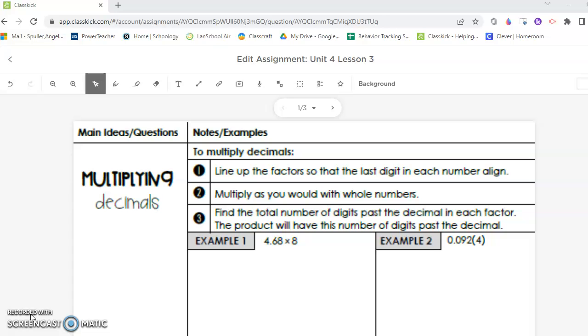So we're going to line up the factors so that the last digit in each number aligns, which is different than adding and subtracting. You're going to multiply just as you would with whole numbers, and then you're going to find the total number of digits past the decimal in each factor. The product will have this number of digits past the decimal.